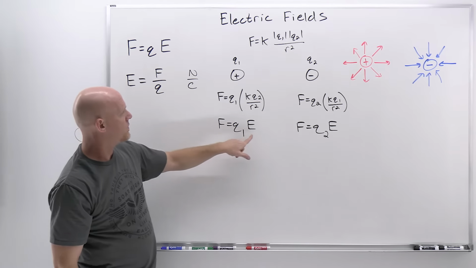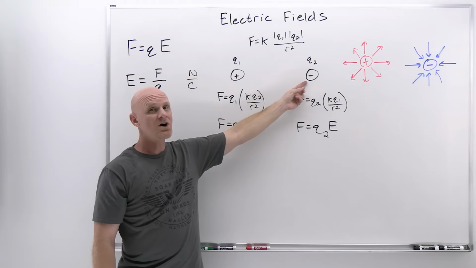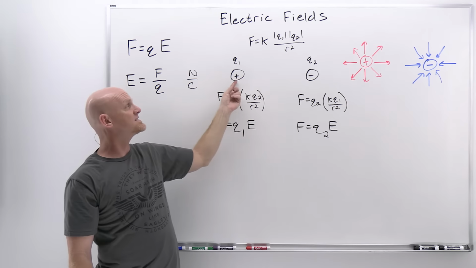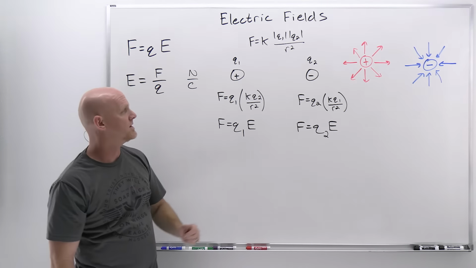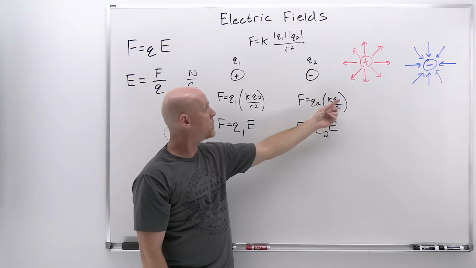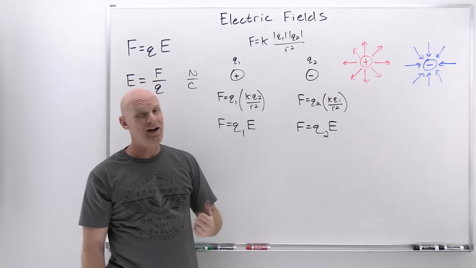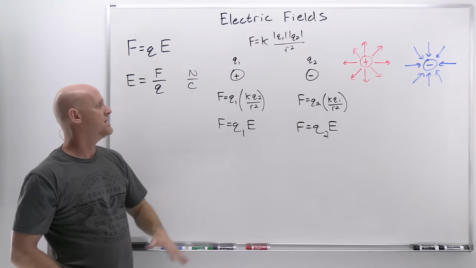And so here, why does Q1 feel an electrostatic force? Well, it's because Q2 is causing an electrostatic field to exist at Q1's location. Why does Q2 feel an electrostatic force? Well, it's because Q1 is causing an electric field to exist at Q2's location. This gets a little bit confusing, but that's exactly how it works.